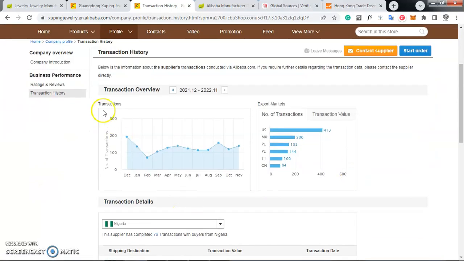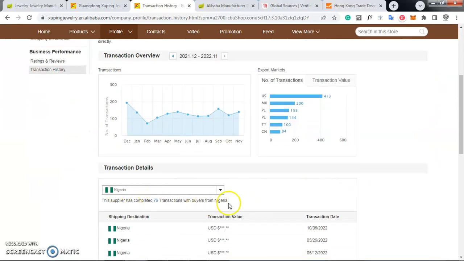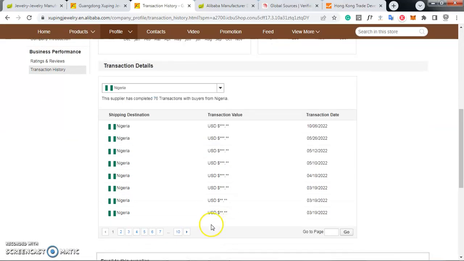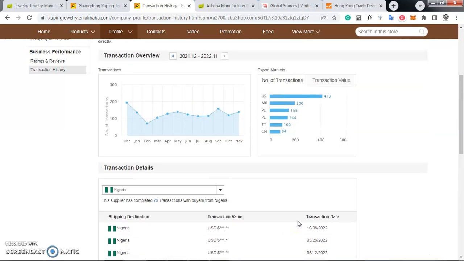When you look at this data, these are Nigerians that have done business with these people. They have done business with 76 Nigerians, so they understand Nigerian customers. That means there are people in trade fairs, in Jos, doing business with this guy. They might not tell you that people in Lagos Island are doing business too, but there's a possibility of that.